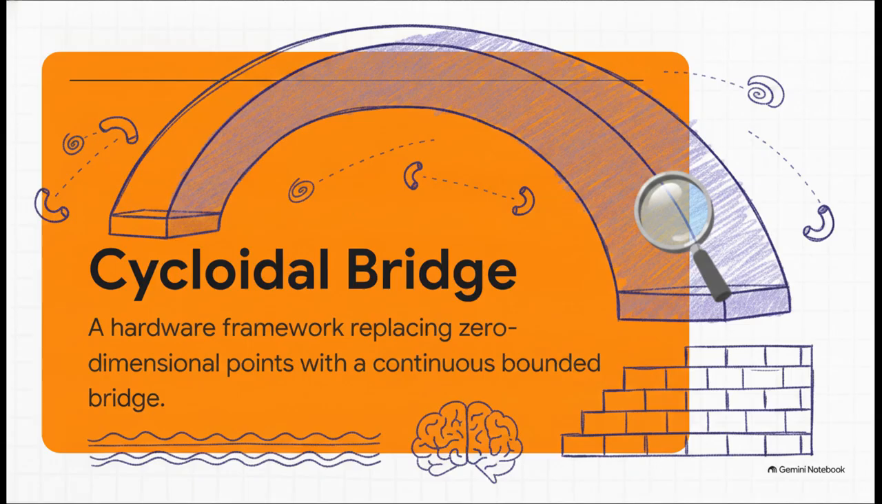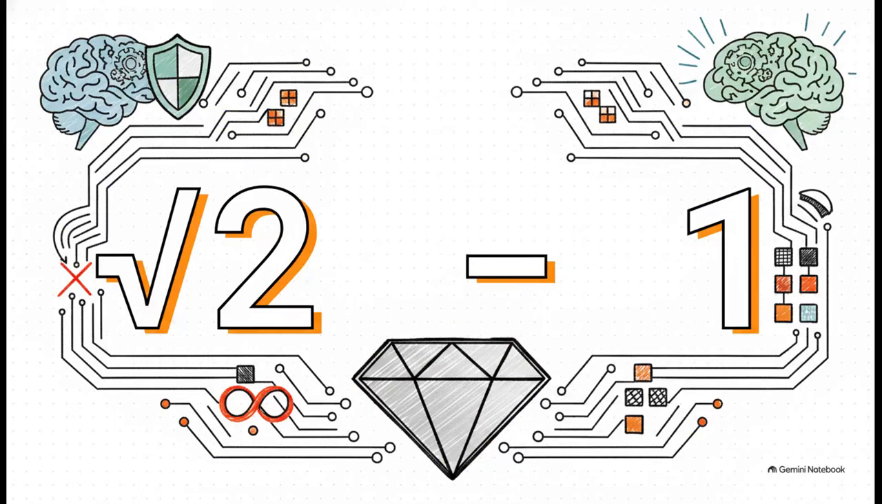See, in standard physics models, particles are treated as zero-dimensional points, which leads to all sorts of mathematical infinities when you zoom in too close. This bridge replaces those point singularities with a continuous bounded curve. It literally builds a physical wall to stop the drift. So the crucial point is this specific, highly elegant value, the square root of 2 minus 1.